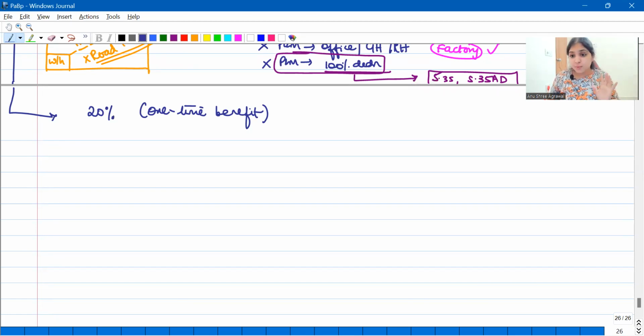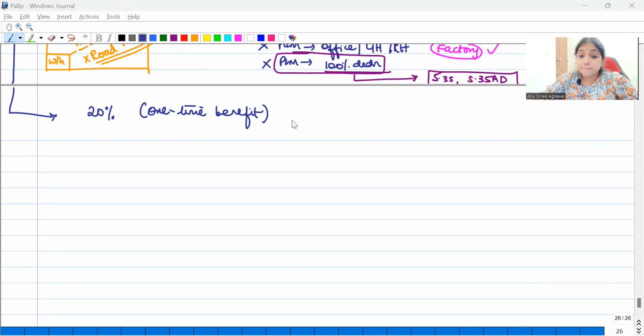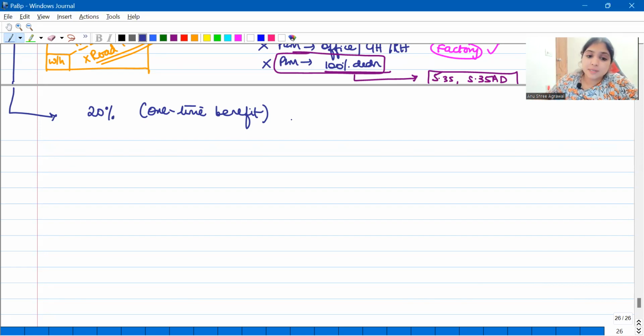You will get only once 20%. You will not get this year after year. It's only a one-time benefit. I will give you 20% additional depreciation once. Okay, but listen, even over here, we have the same concept. We will check when did you put the asset to use.